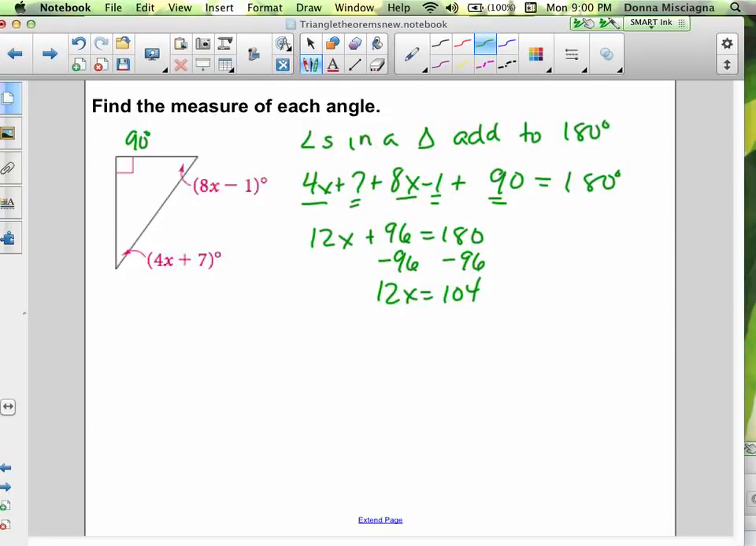Nope. 90 and 7 are 97. Minus 1 is 96. No matter how you look at that. And 8 and 4, I didn't miss any x's there, they add up to 12. So, yeah, that's what it is. That's all right. And 180 minus 96 is definitely not 104.